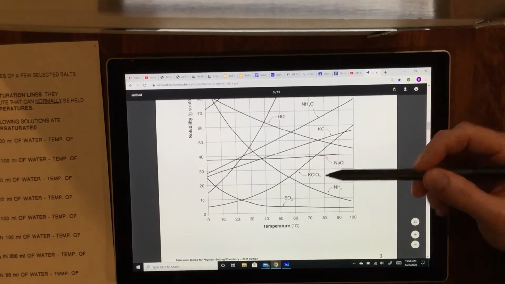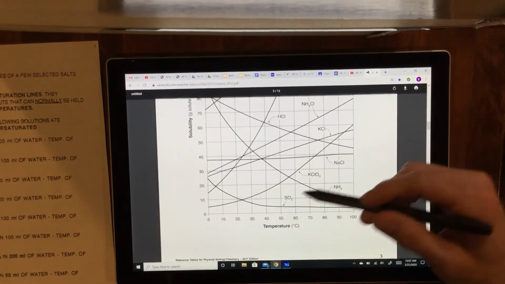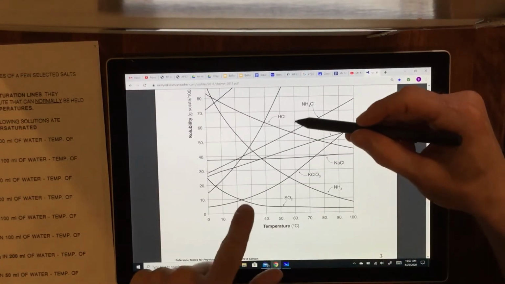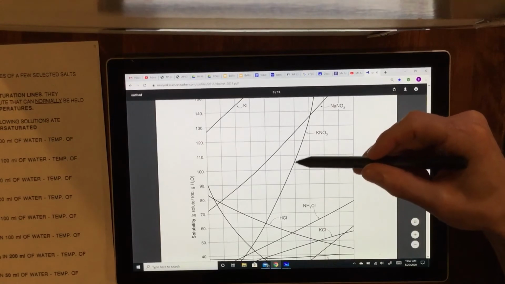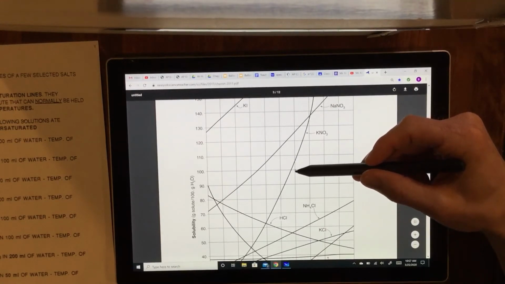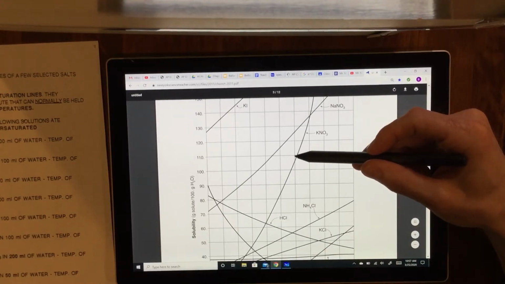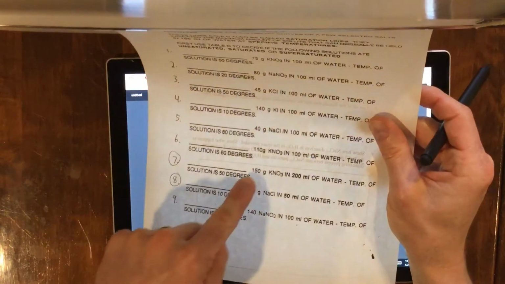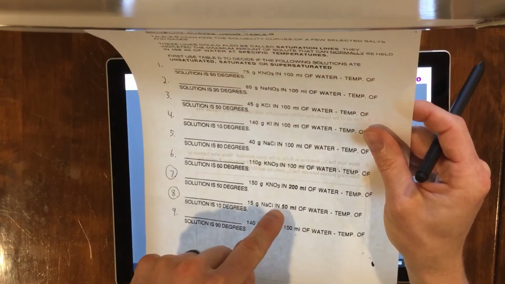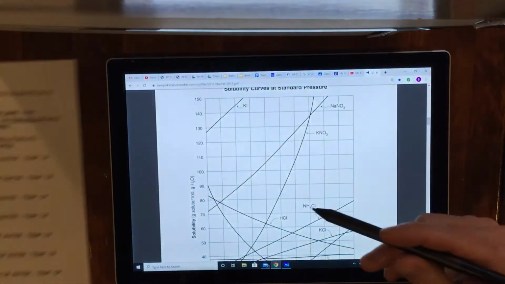Number 6, KNO3, 110 at 60 degrees. We got KNO3 here, 60 degrees. This is 60. And it said what? 110. We're above KNO3, supersaturated. Now 7 and 8 is where we double the water and then we cut the water in half. So we'll do that next.